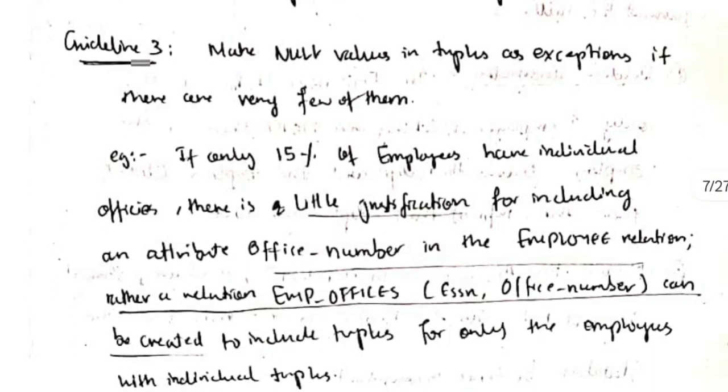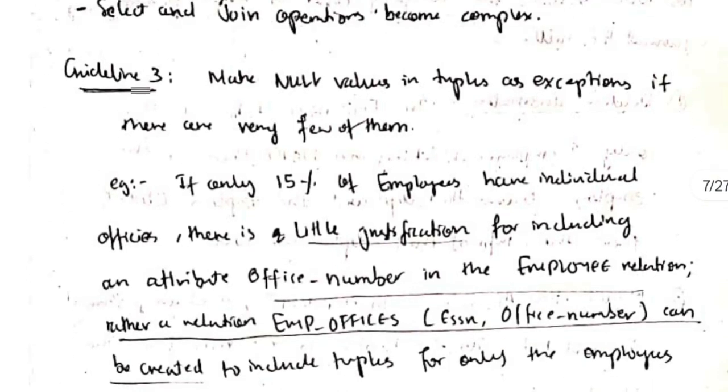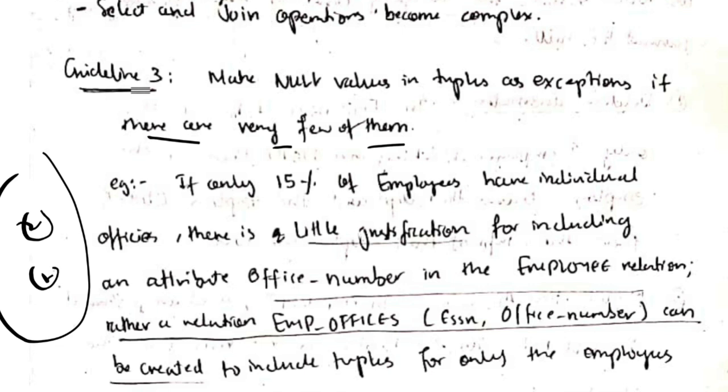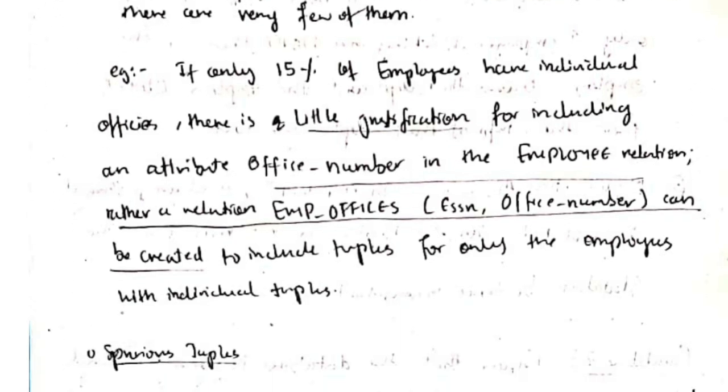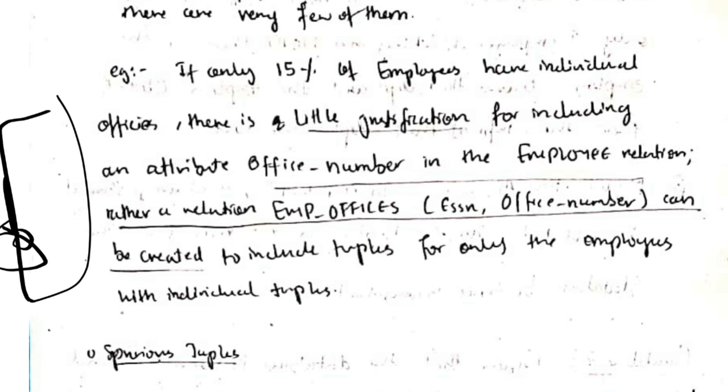Okay. The third guideline is to make null values in the tuples exceptions if there are very few of them, like only 2 or 3 among 10 to 20. At that time we can make them exceptions. So what does exception mean? It means the value is there only in that particular row. The general rule is that there is no value in that column and it's empty. Wherever the exception is there, we will mark it. Okay, that is the third guideline.